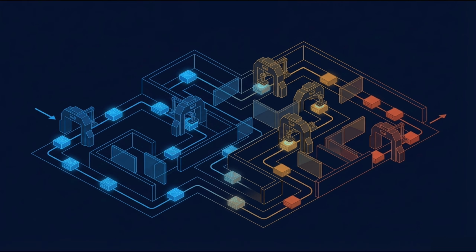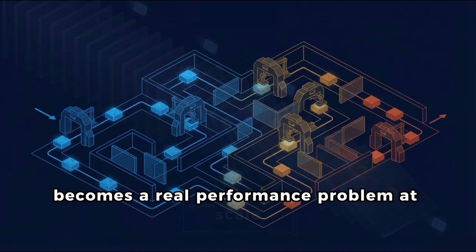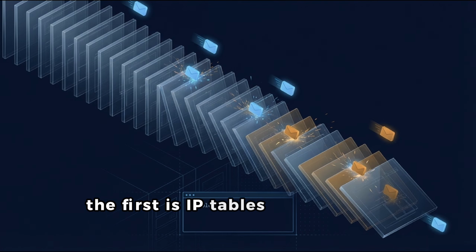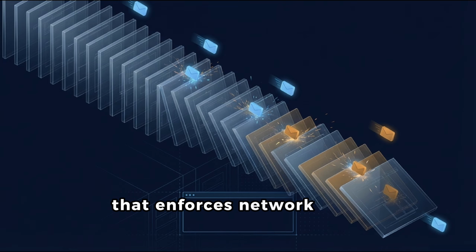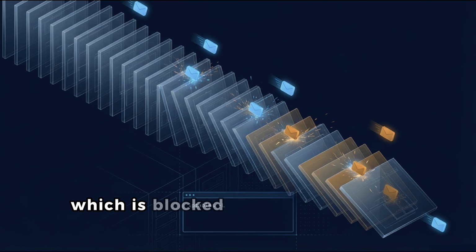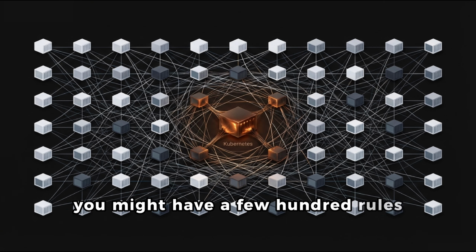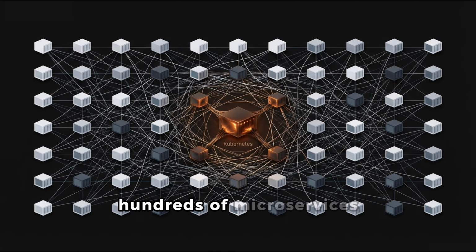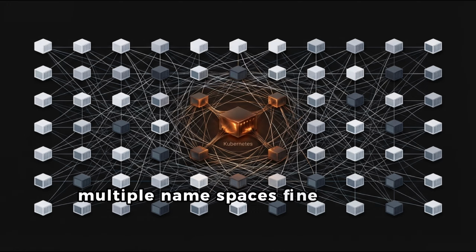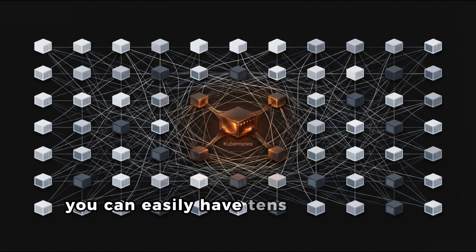Let me make this concrete with 3 specific mechanisms where isolation overhead becomes a real performance problem at scale. The first is iptables in Kubernetes. iptables is the Linux kernel mechanism that enforces network rules, which traffic is allowed, which is blocked, which is redirected. In a Kubernetes cluster, every service, every network policy, and every pod routing rule translates into iptables entries. In a small cluster, you might have a few hundred rules. In a large production cluster, hundreds of microservices, multiple namespaces, fine-grained network policies, you can easily have tens of thousands.